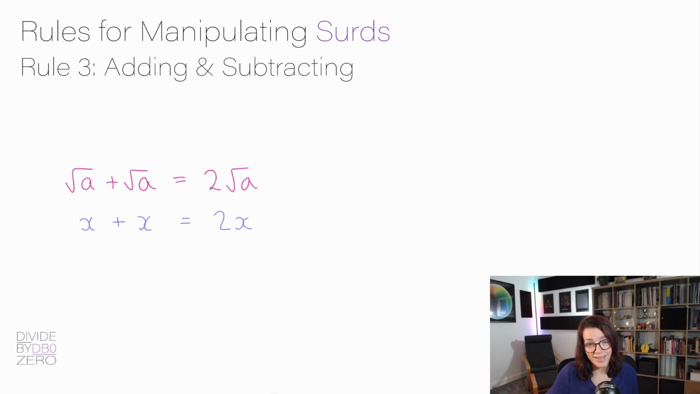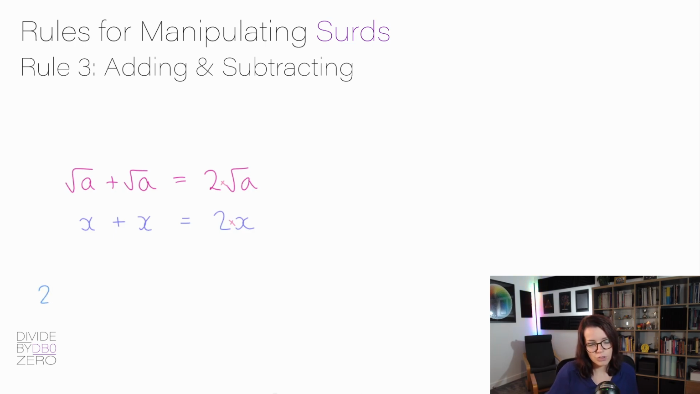Now, just like in algebra, when we put two things next to each other, there's an invisible times symbol between them. That's the same with surds. So in between the 2 and the root A, there's an invisible times symbol there. Let's look at a more detailed example.